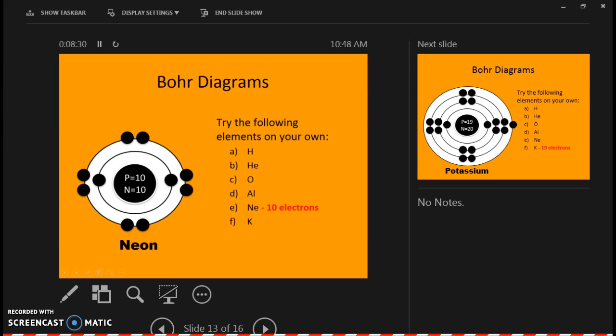That gives you 13. Neon. Neon is a noble gas. It's very happy because all of its kind of openings for electrons are totally full. So you have 2 in the first ring and 8 in the second ring, so you have 10 total.